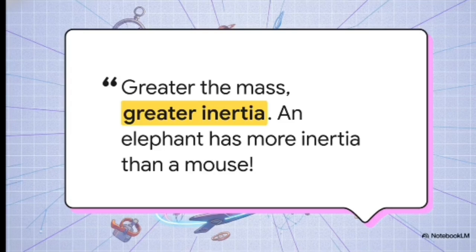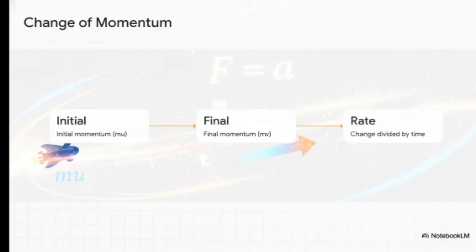It stubbornly resists any change to its state of rest. Which brings us to Newton's second law. This is where we mathematically define force. We look at a concept called momentum, which is just an object's mass multiplied by its velocity.